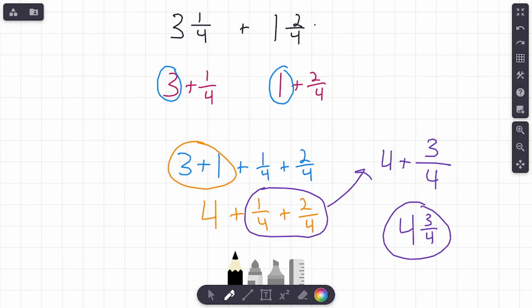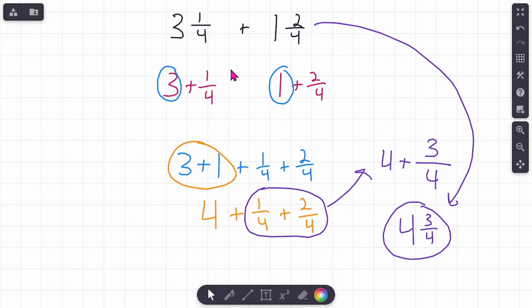And again, I wanted to rewrite this in a different way so you can see what we're doing. Mr. C did a lot of writing here, but all we did was take our whole numbers, 3 and 1, do 3 plus 1, and get 4. Then we took our two fractions, 1/4 plus 2/4, and we got 3/4. All the other stuff here is just extra that I put on, so don't let that confuse you.